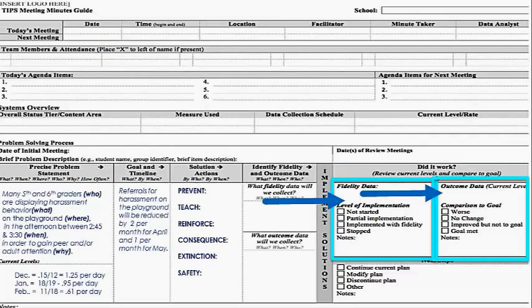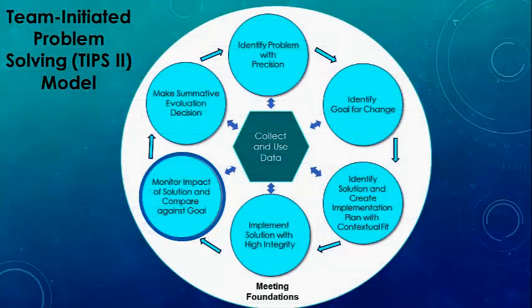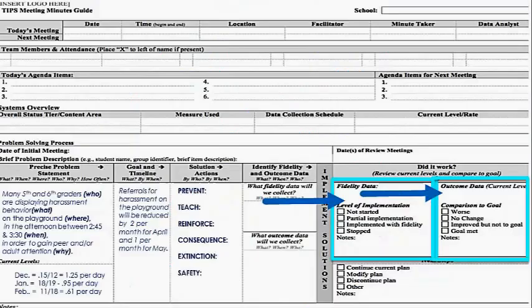And then I think, Mike, if you click to the next one, we're going to monitoring impact of solution and comparing against the goal. And we really ask the question, did it work? And then you can see in your team meeting minutes, it guides you into that next step. So where are we with our fidelity data, and at what level are we at? So maybe we only partially implemented it. Maybe the person didn't do what they said they were going to do. They did it a little differently, and we didn't see a change. So we would make notes on that.